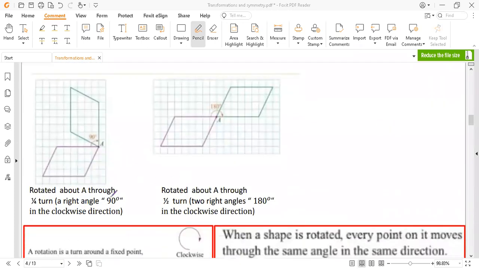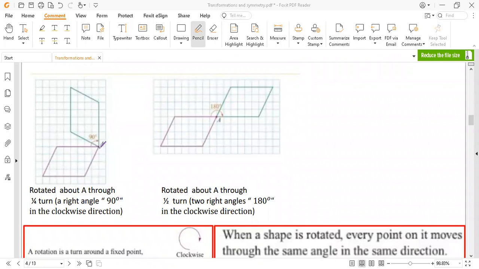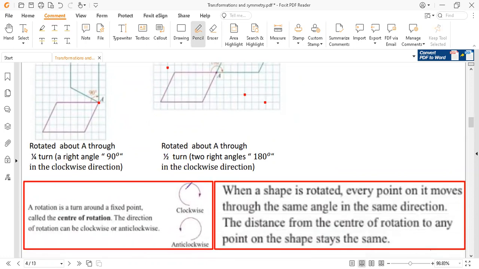What about the rotation? For rotation, we need a center of rotation, so we should fix a center of rotation. For example, A could be a center of rotation, and it could be any point in the plane. So a rotation is a turn around a fixed point called the center of rotation, and the direction of rotation can be clockwise or anti-clockwise. Clockwise is the same direction as the clock, and anti-clockwise is the opposite one.